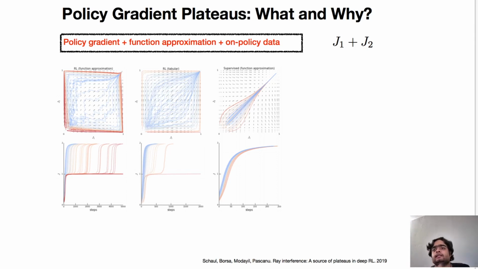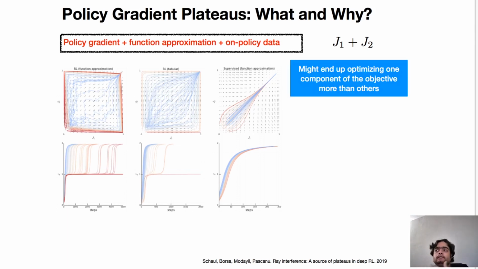So why is this sort of plateauing behavior very prevalent? And you probably also have seen these in your homework assignments, where you find that policy gradients sort of plateau a lot, and then they increase back and plateau a lot again, and so on. So it turns out that when you optimize these two objectives, which means you're optimizing the expected reward at one state plus the expected reward at the other state, you might end up sort of overfitting on optimizing one of these objectives more than the other objective.